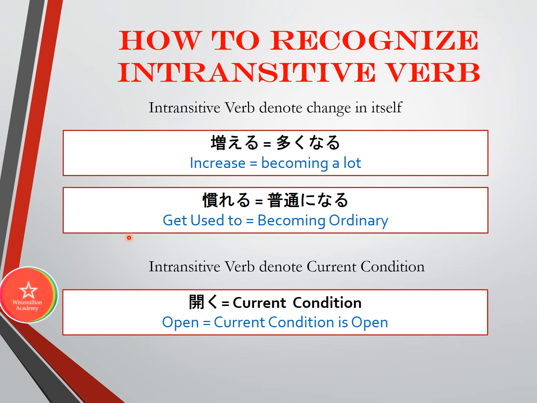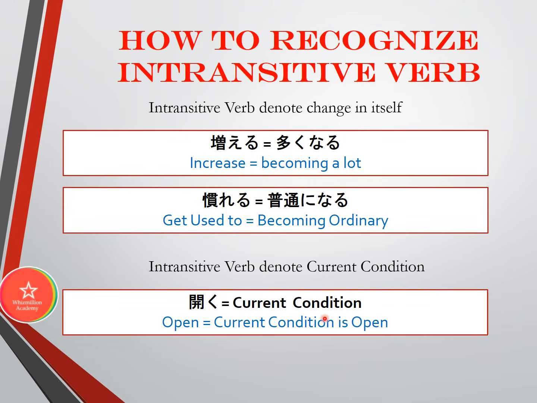The second characteristic is that intransitive verbs denote the current condition. It explains the current condition. For example, opened, aku. This is akimasu. Actually, the dictionary form is aku.